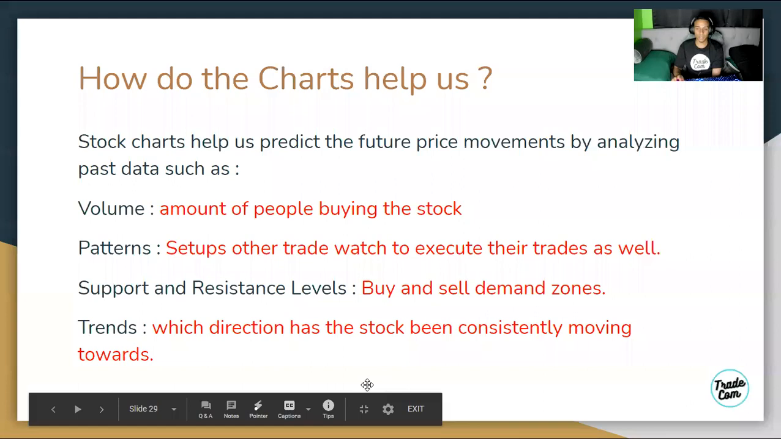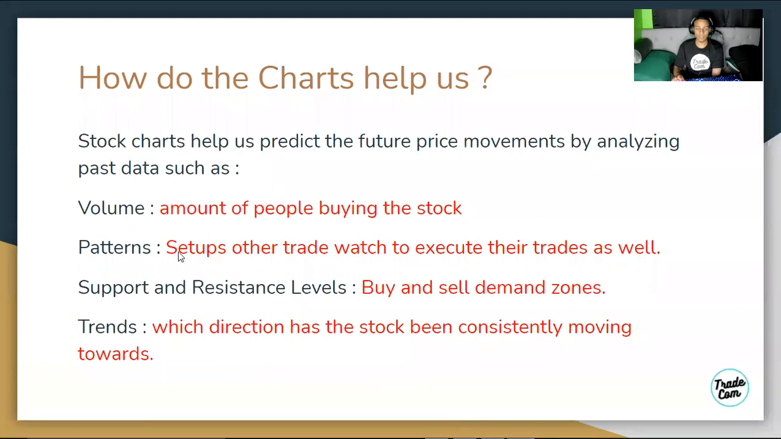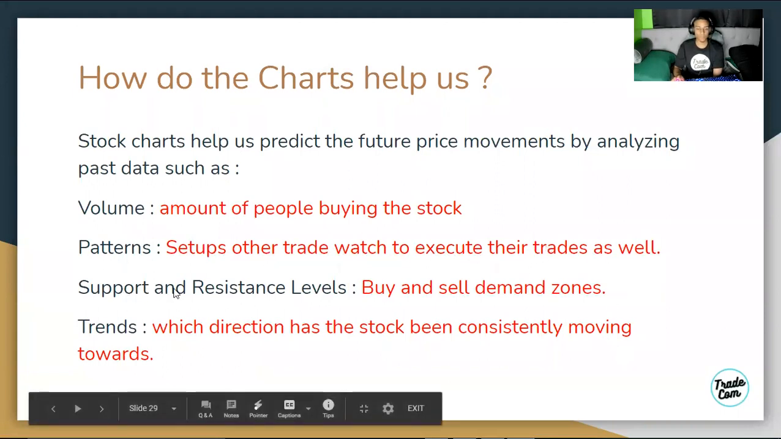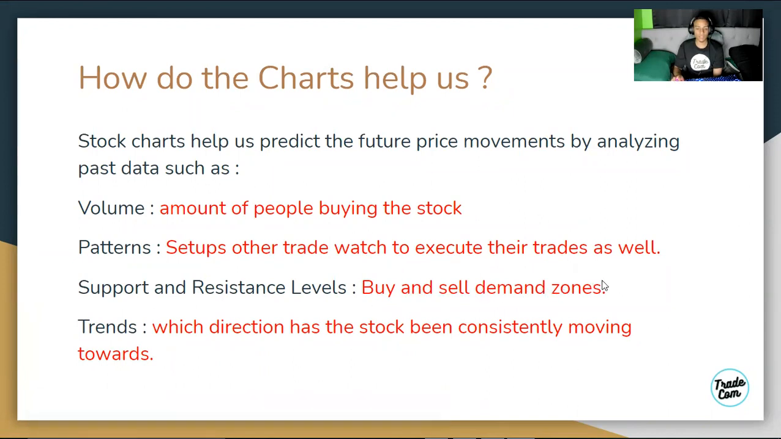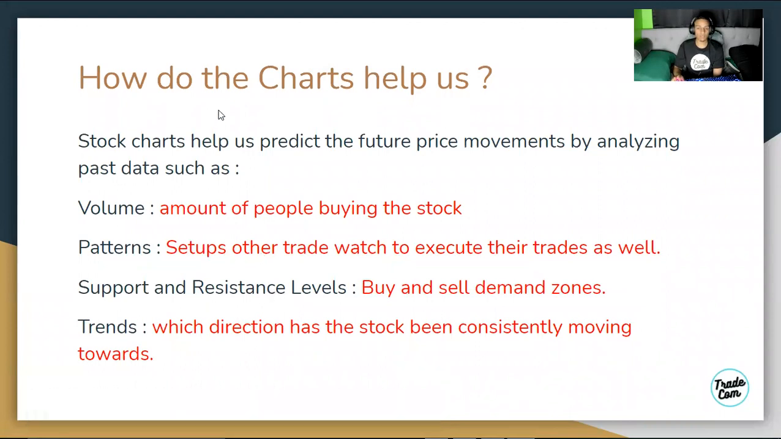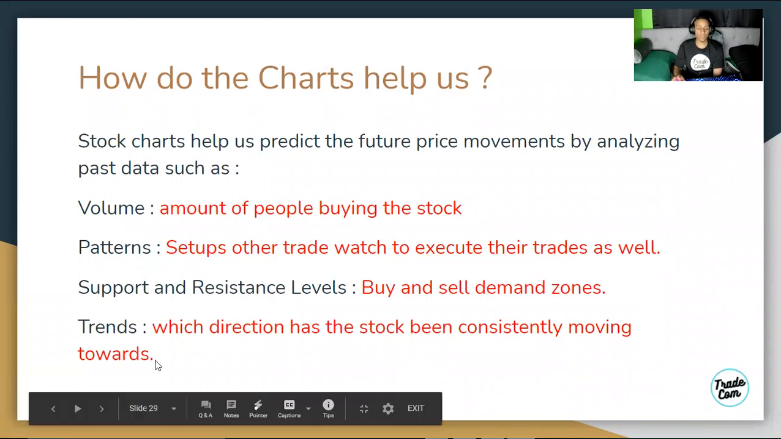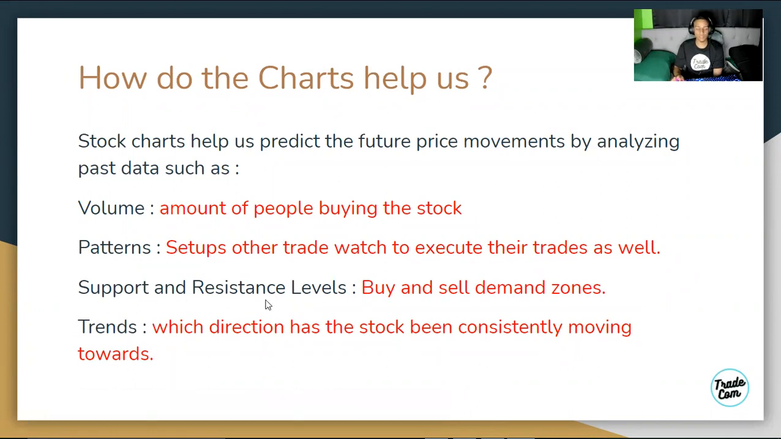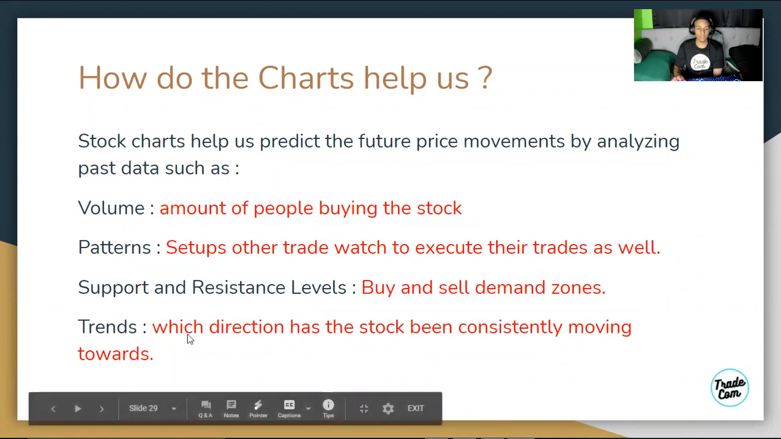All right. Next thing you have is patterns. So when you're looking at your charts, the biggest thing we're looking for as day traders especially is patterns, setups that other traders are watching to execute their trades as well. Your support and resistance levels, so buy and sell demand zones, supply zones as well. Pretty much this is where a lot of stocks either rejected or bounced off of in the history. So these are where you're going to get your support and resistance levels from. Trends, so which direction the stock has been consistently moving towards, that's going to give you your trend.